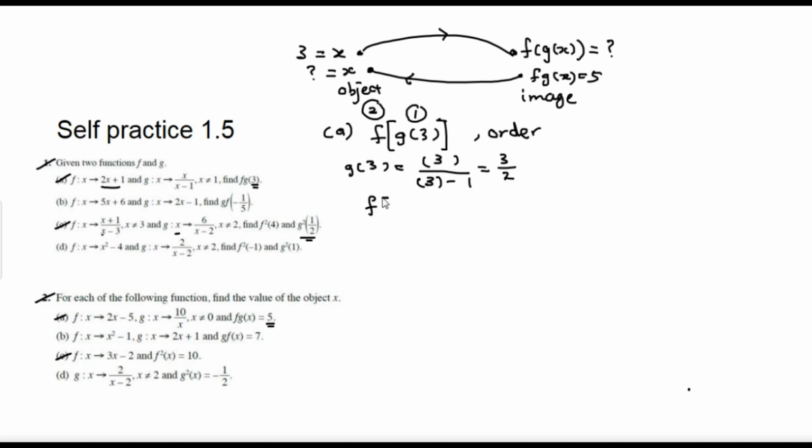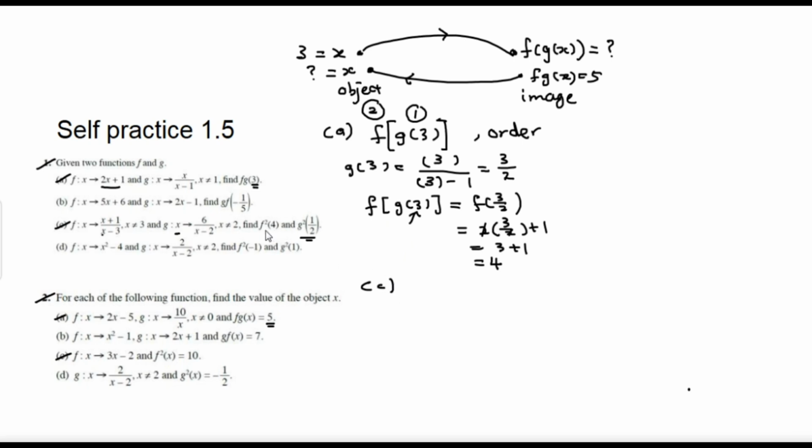Now we can proceed to find fg(3). Substitute f of 3 over 2. Refer back to our function f(x) is equal to 2x plus 1. So it equals 2 times 3 over 2 plus 1. We can simplify the 2 and the other 2. So we have 3 plus 1, that is equal to 4. That is fg(3). So far so good. If you have no problems, let us proceed to C.